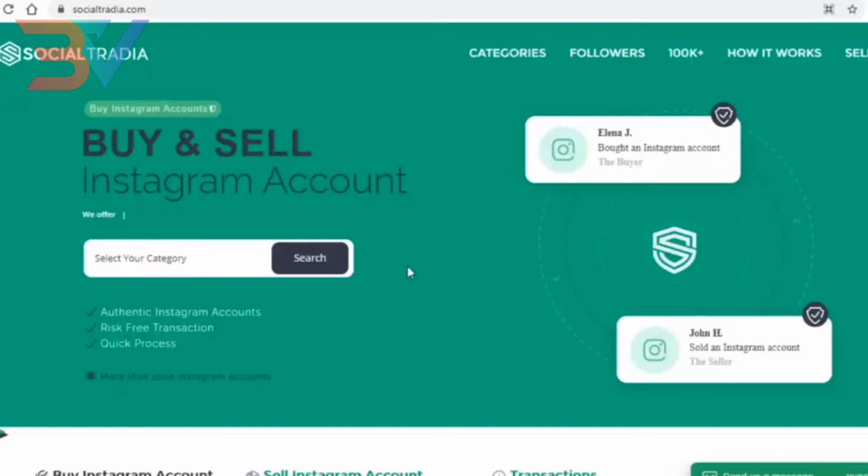For those of you who don't know, let me briefly explain what this site is about. Social Tradia is a website where you can buy and sell Instagram accounts. And what we will be doing here is selling our Instagram accounts. So don't worry, you won't have to buy them whatsoever.